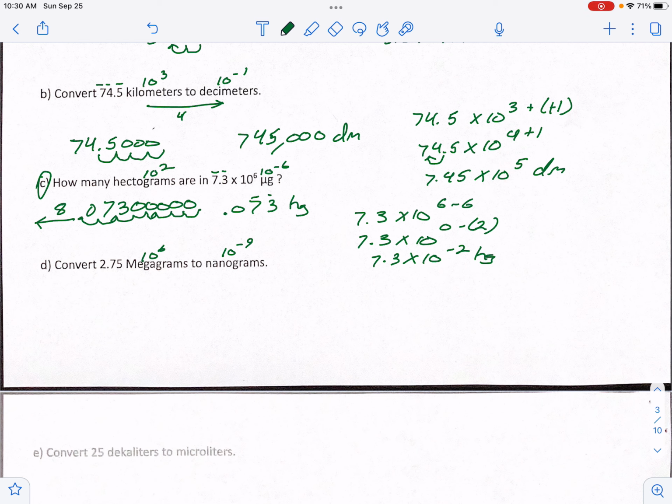So I'm going to go to the right. I'm going from mega to nano. So that's going to be to the right 15 times. So I'd write out 2.75, and I'm going to go to the right 15 times. 1, 2, 3, 4, 5, 6, 7, 8, 9, 10, 11, 12, 13, 14, 15. So this can get a little bit tedious. So my answer is actually going to be this giant number here, with 13 zeros. So let's fill this out.